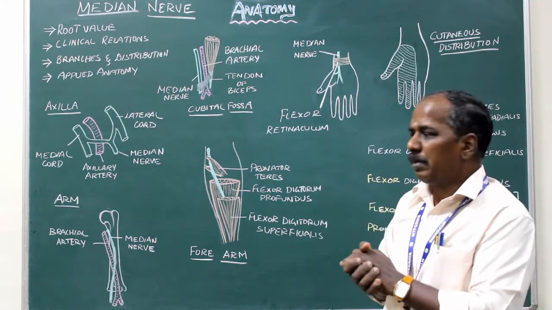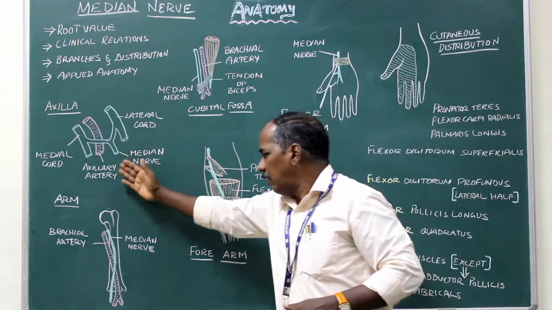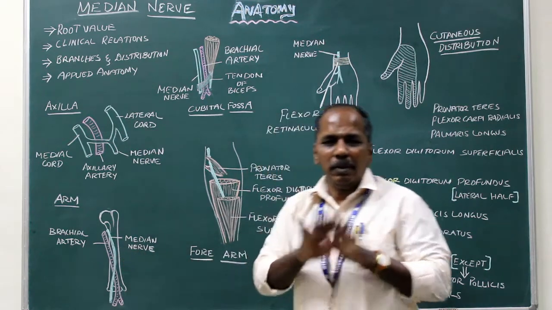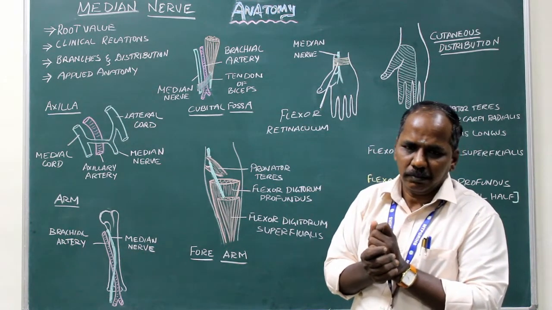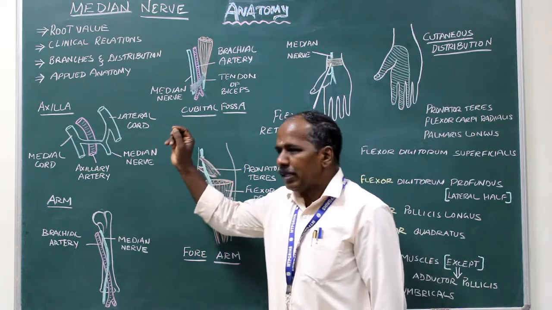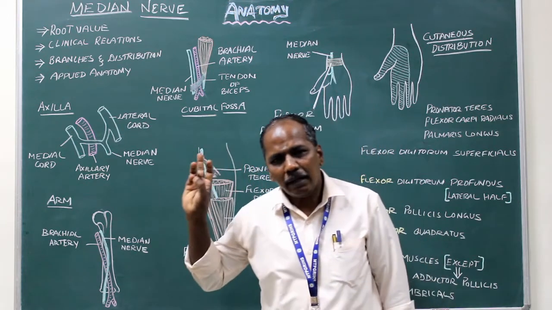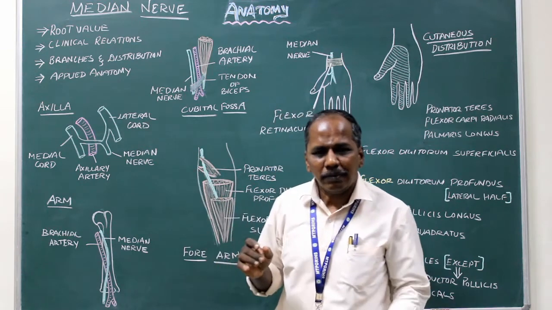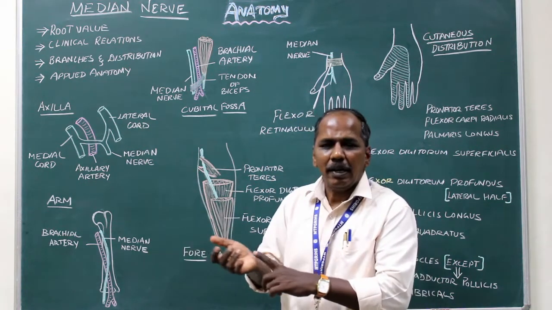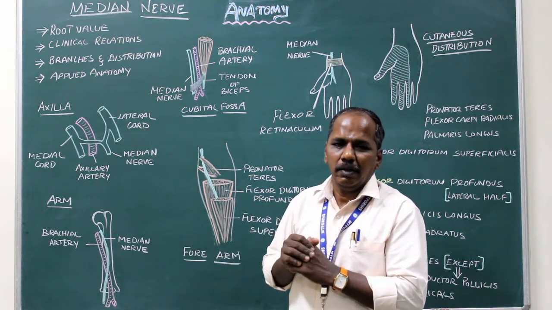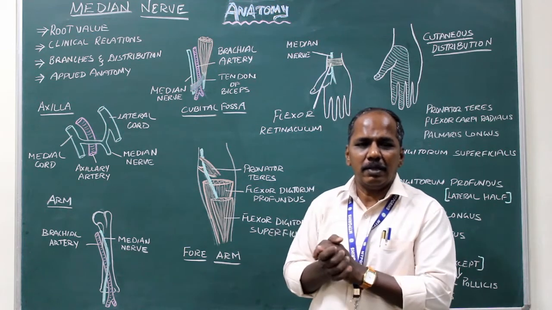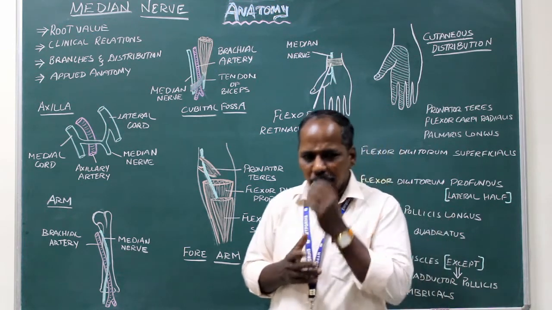Branches and distribution. In the axilla and the arm, no branches. Branches and distribution. Number one, articular branch: articular branch to elbow joint, wrist joint. Number two, muscular branches.